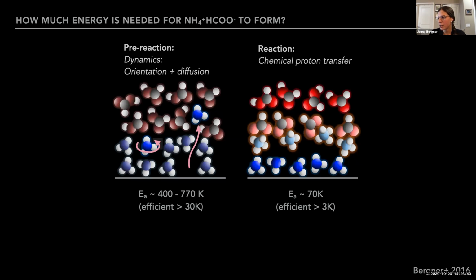Based on our experiments, we see that the activation barrier of the reaction step is quite low. So this should be possible basically at any temperature you're looking at in the interstellar medium. But the barrier of this dynamical step is quite a bit higher. So we're only going to be active at somewhat warmer temperatures if we want this diffusion limited chemistry to happen.